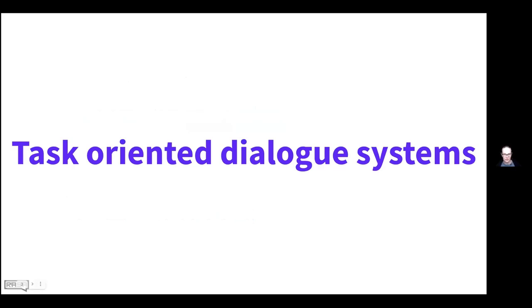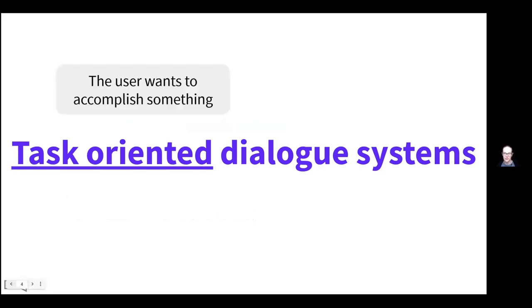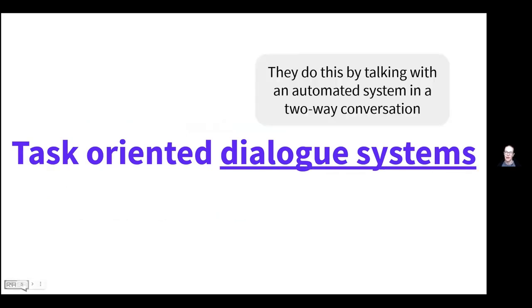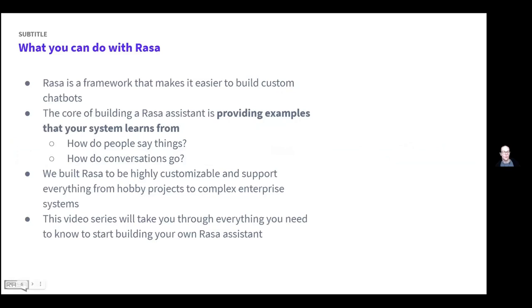So the focus of Rasa is on this specific domain called task-oriented dialogue systems. And what that means is the task is something that the user wants to accomplish and that you want to help the user accomplish. And they're going to do that by talking to an automated system in a two-way conversation. So I guess you could contrast this with something like a task-oriented GUI, which is not something that people say, but that would be the visual equivalent. Rasa is built specifically for that type of task.